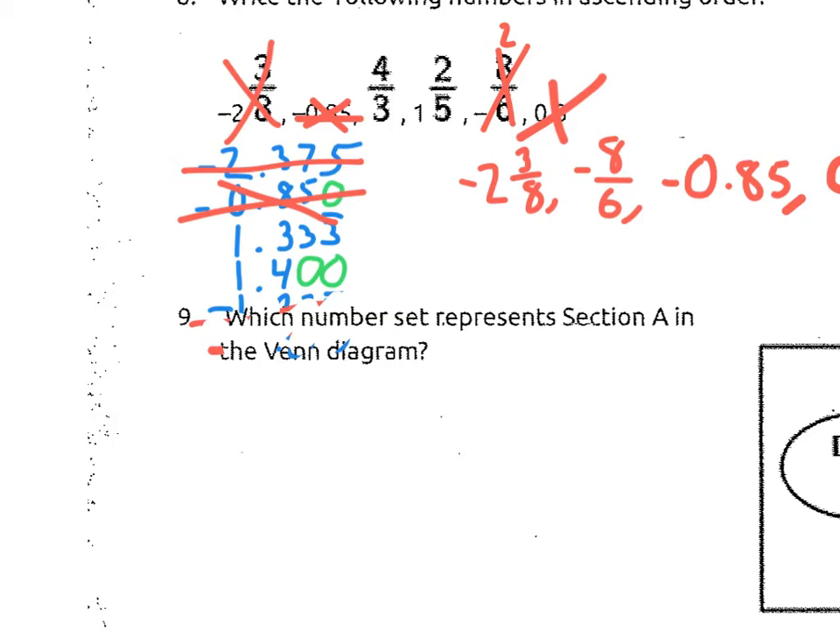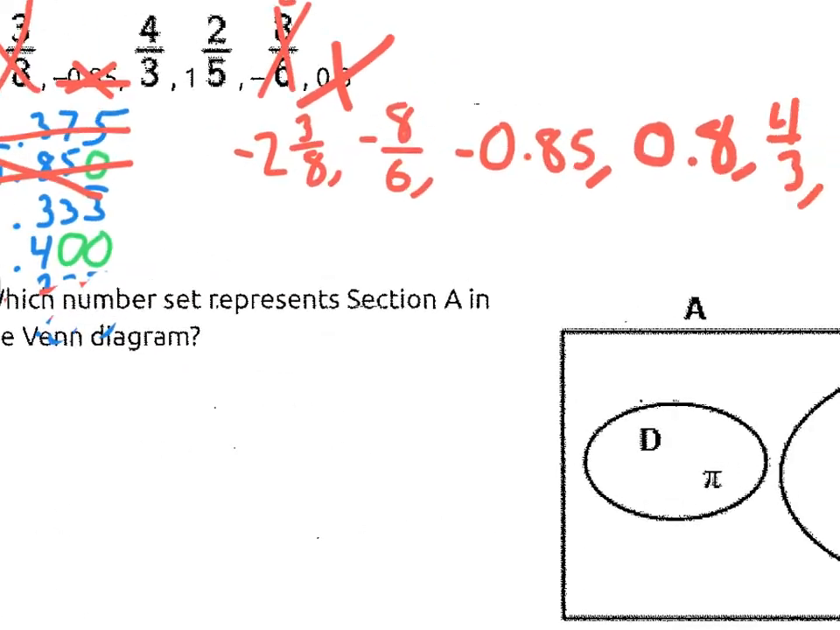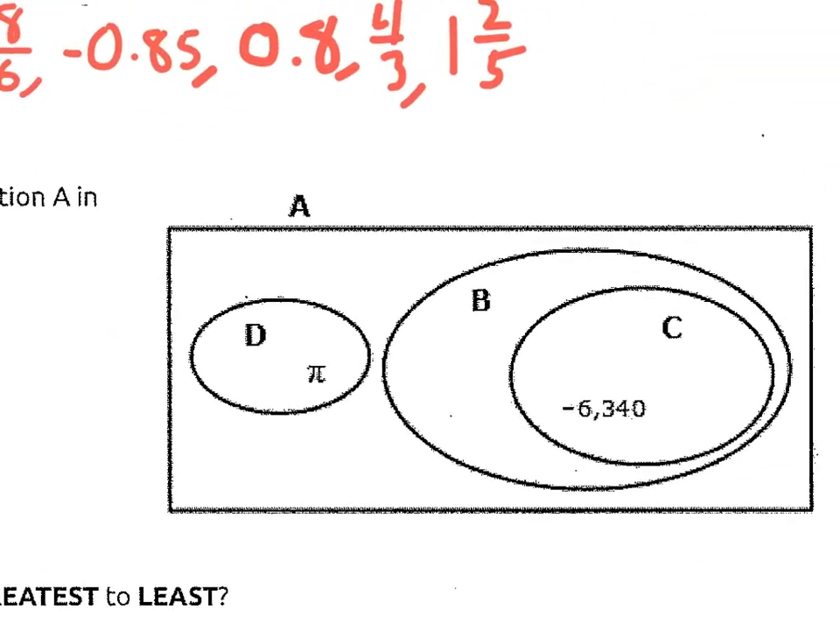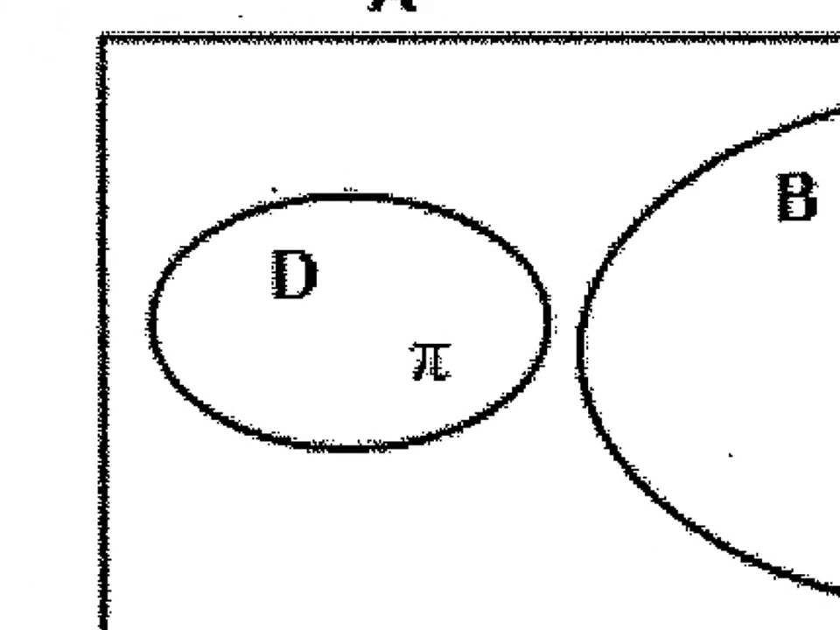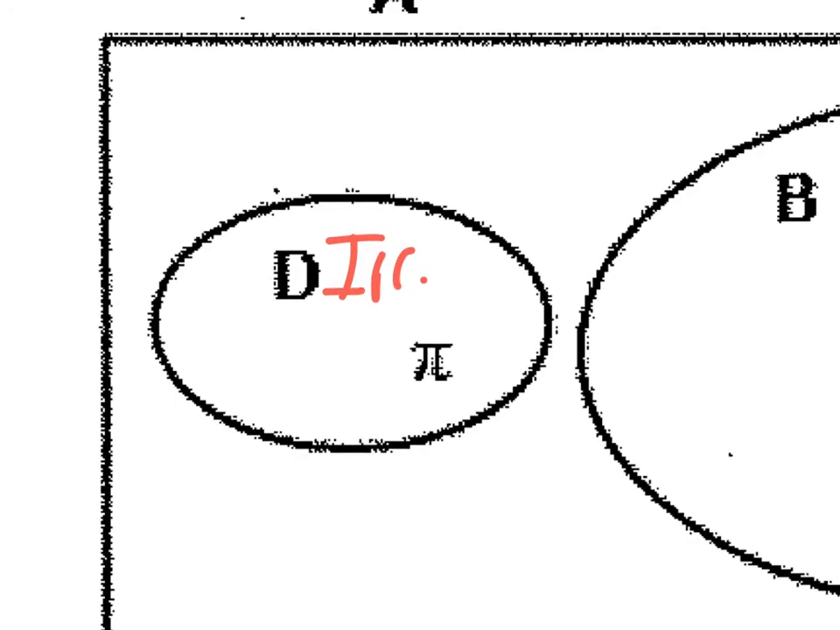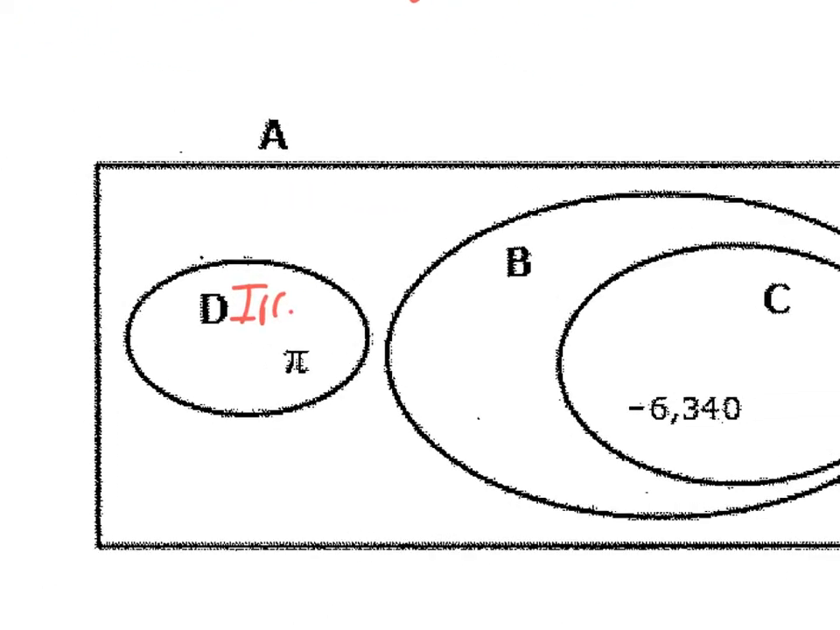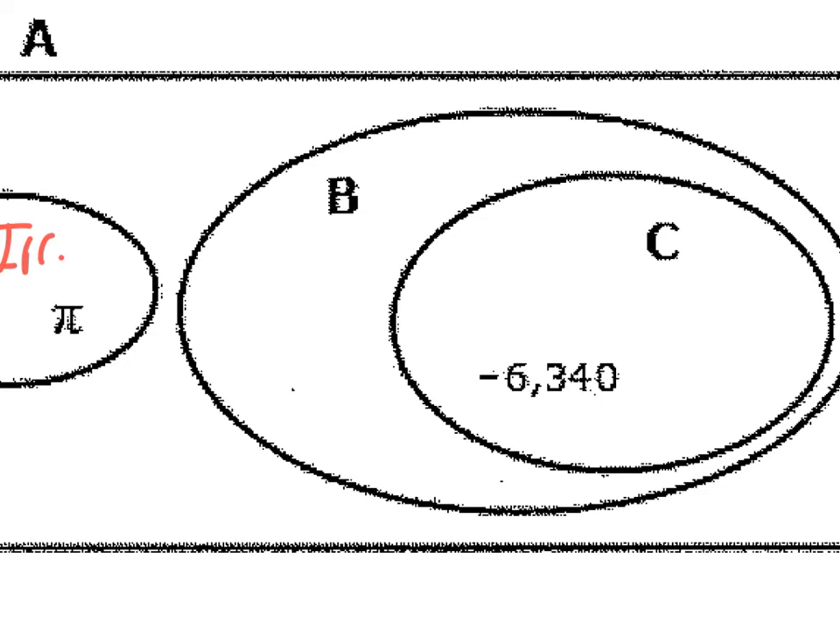What number set represents section A in the Venn diagram? So I'm going to come over here to section A, try to figure out what on earth this is. Oh, I'm having trouble with my pen working again. There we go. Okay, section A. This is a weird looking chart. Things that I do know: I know that pi is irrational. So that's going to be my irrational side, which means that these are going to be my rational numbers.